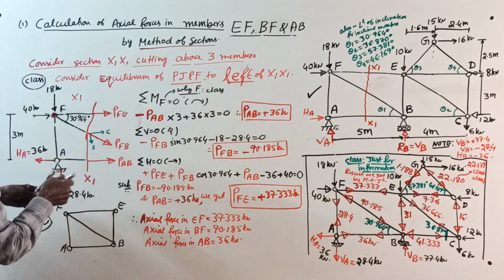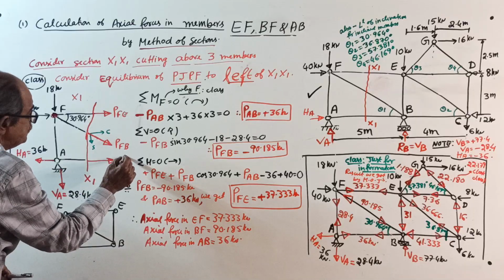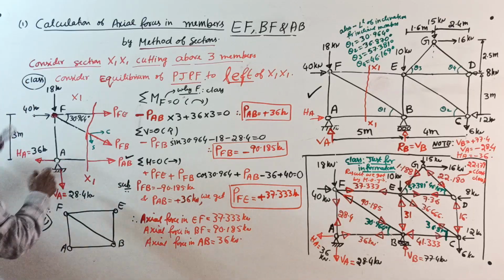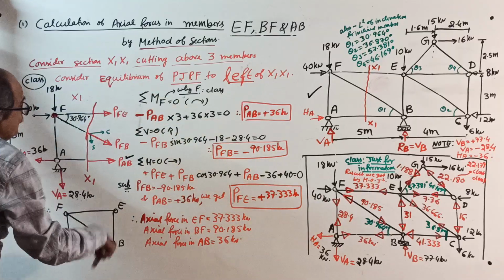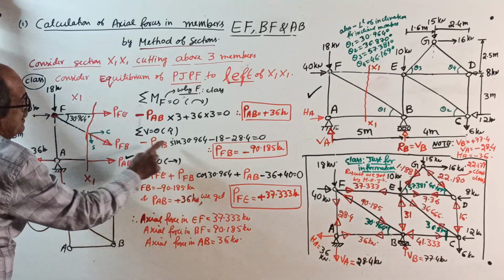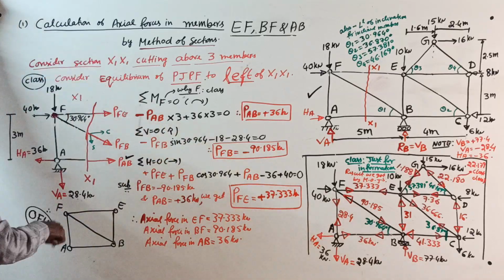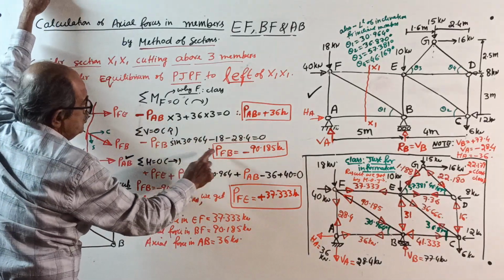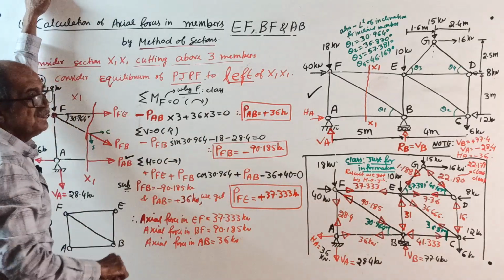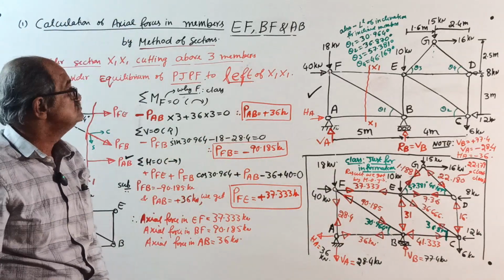Then sigma V equal to 0, take upward positive. Okay, now see, now you know the value of which one? PAB. Remember, unknown first. This will not come. Sigma V: minus PFB sine 30.964 minus 18 minus 28.4 equal to 0. You get PFB as minus 90.185.